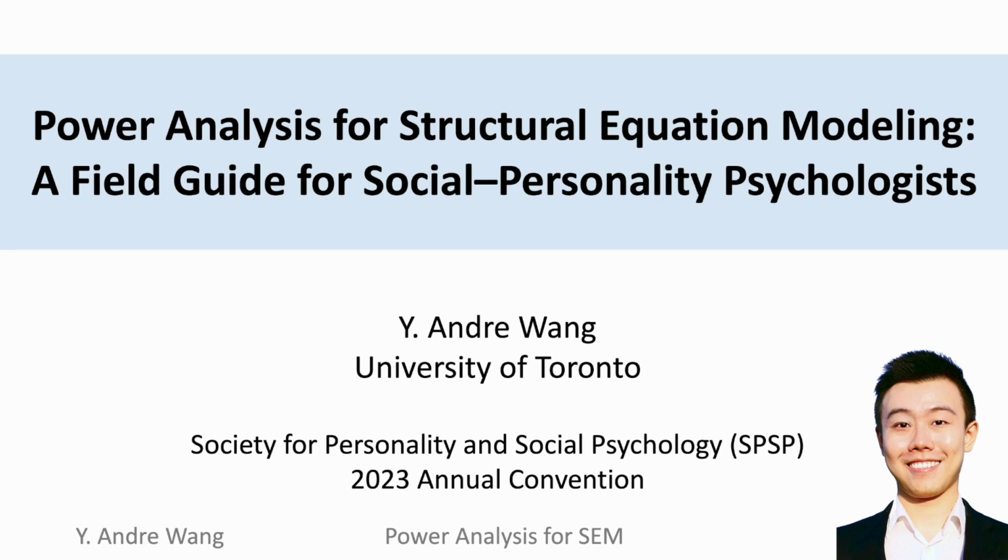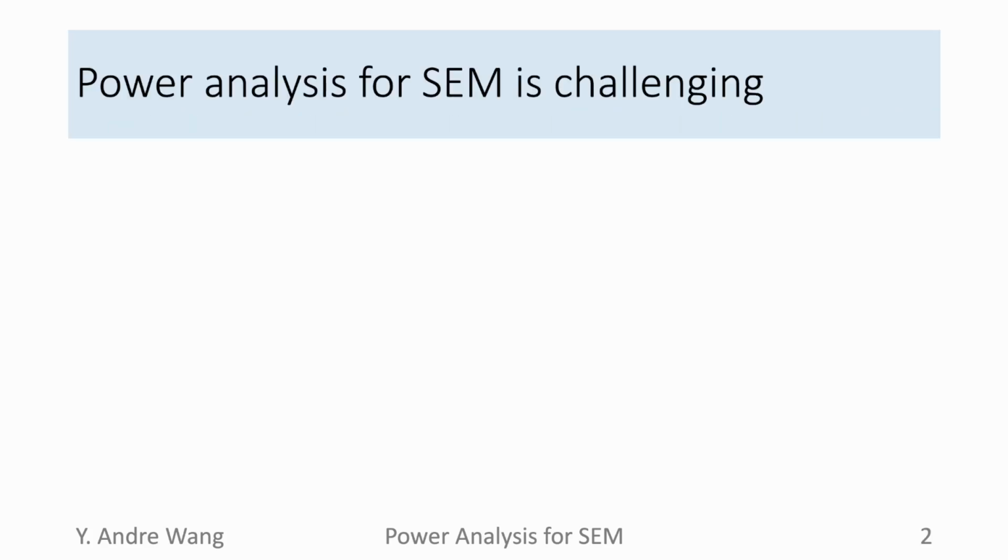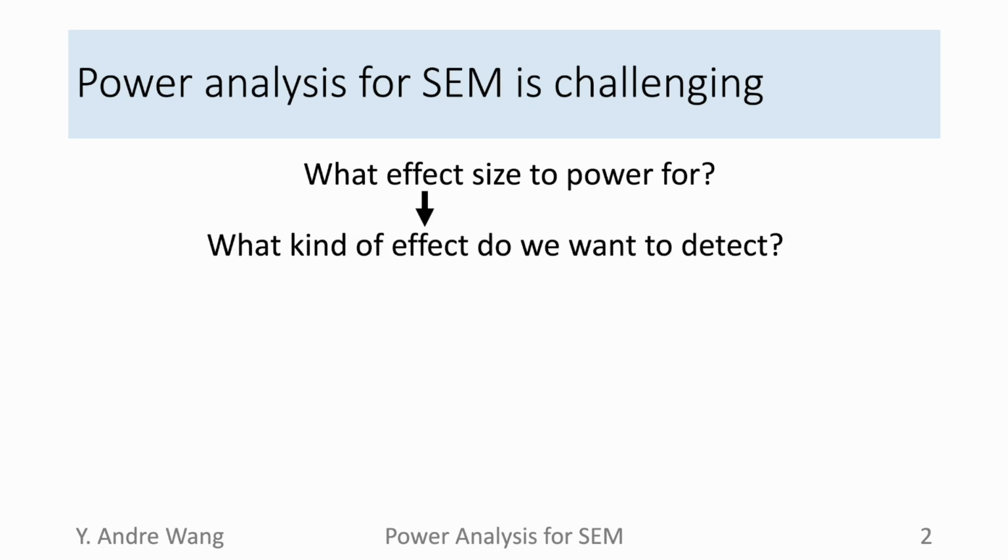These days, power analysis is often required for empirical studies, but it can be challenging to do, especially for complex statistical techniques like structural equation modeling, or SEM. Part of the challenge, much like power analysis for simpler tests like t-tests and ANOVAs, is figuring out what effect size to power your study for. But when it comes to power analysis for SEM, there's actually a more fundamental question that we need to answer, which is what kind of effect we want to detect.